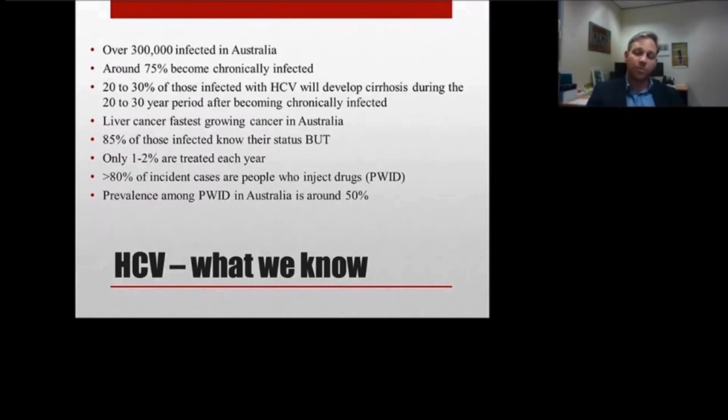So we need a multi-pronged approach in addressing the primary mode of transmission of Hep C in Australia. Prevalence among people who inject drugs in Australia is around 50%, and that makes a difference from an elimination point of view, which I'll get to.